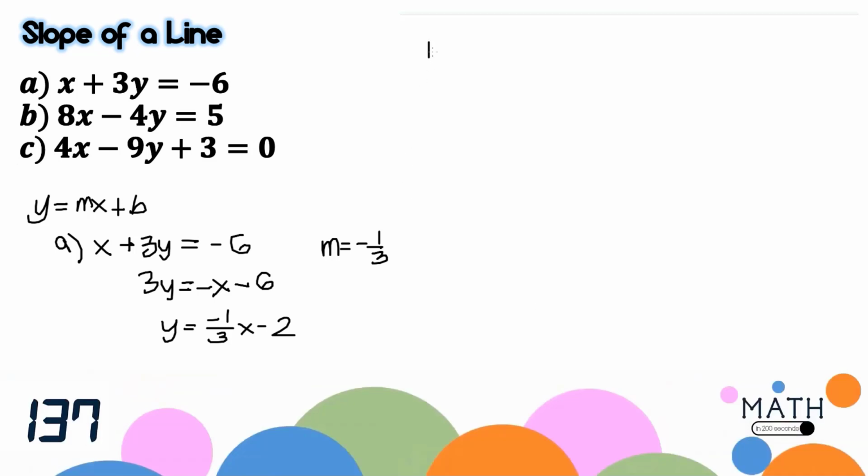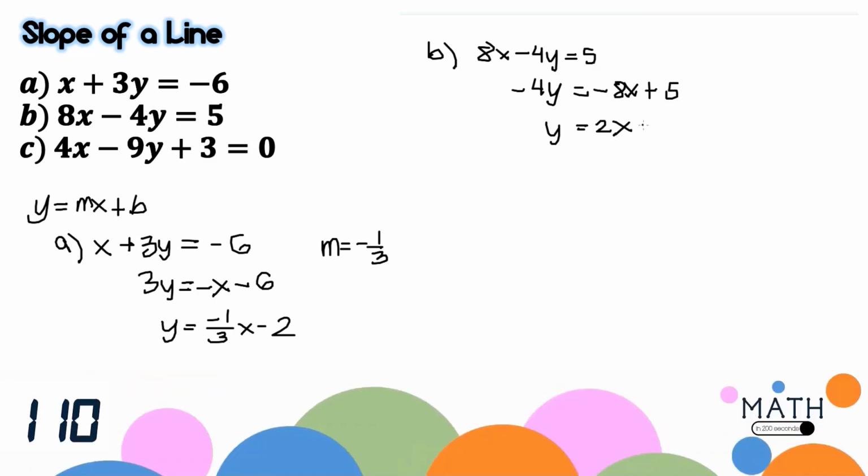Let's move to equation letter B. You have 8x minus 4y is equal to 5. Subtracting both sides by 8x, you have negative 4y is equal to negative 8x plus 5. Dividing both sides by negative 4, negative divided by negative is positive. You have 2x, and you have minus 5 over 4. The slope for this second equation is positive 2.